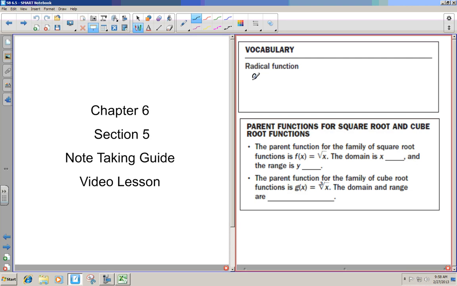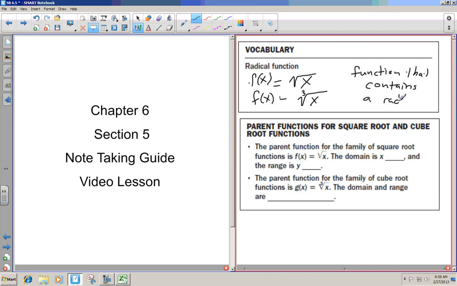So a function would be something like f of x, an equation that is equal to something that has any form of radical, the square root of x, or f of x equals the cube root of x, and so on. All right, so it is a function that contains a radical.